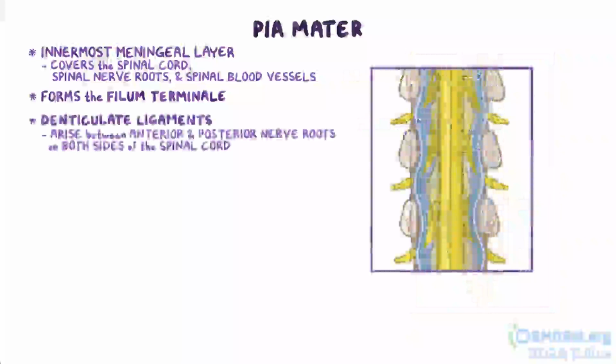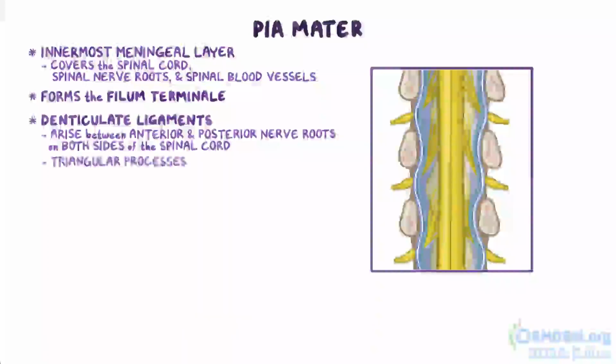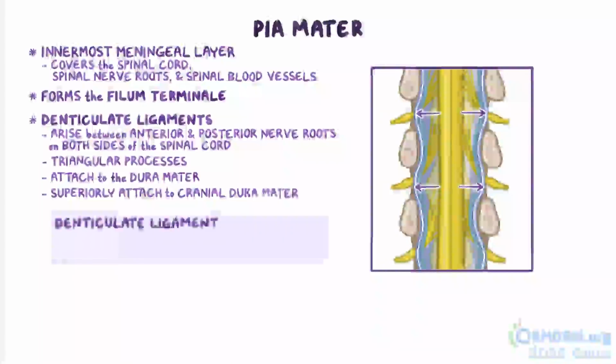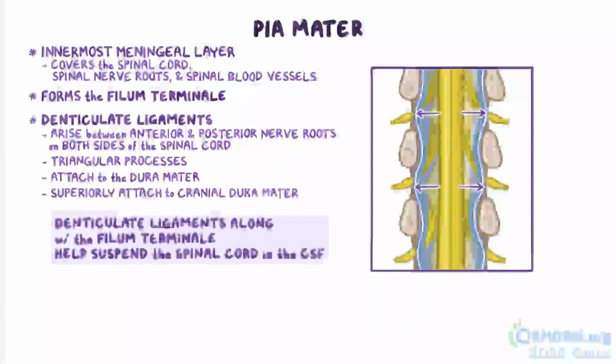The denticulate ligaments have triangular processes that extend laterally and pass through the arachnoid to attach to the dura mater. Superiorly, the denticulate ligaments attach to the cranial dura mater. The denticulate ligaments, along with the filum terminale, help suspend the spinal cord in the cerebrospinal fluid of the subarachnoid space.